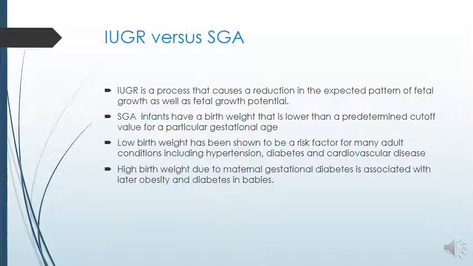So, intrauterine growth restriction versus small for gestational age: if we compare the two, IUGR is a process that causes a reduction in the expected pattern of fetal growth as well as in fetal growth potential. SGA infants have a birth weight that is lower than a predetermined cutoff value for a particular gestational age. Low birth weight has been shown to be a risk factor for many adult conditions, including hypertension, diabetes, and cardiovascular disease. High birth weight due to maternal gestational diabetes is associated with a baby developing obesity later and diabetes.